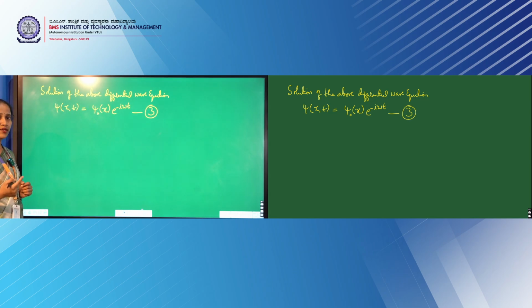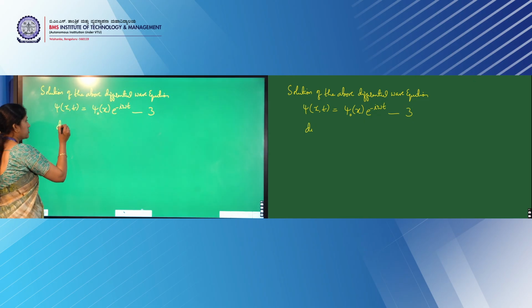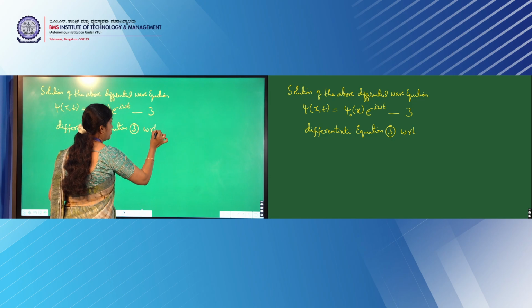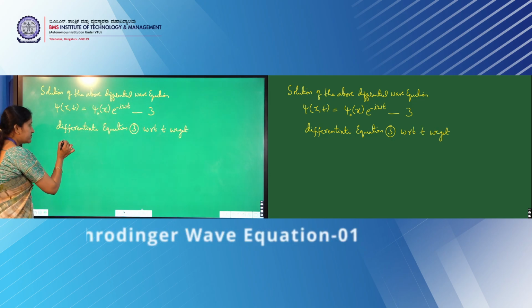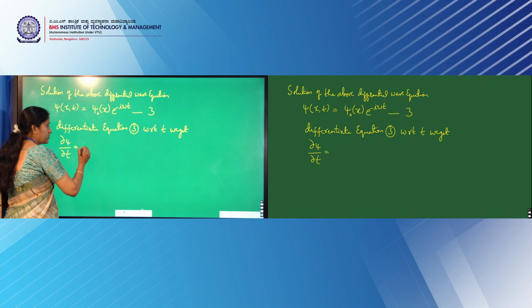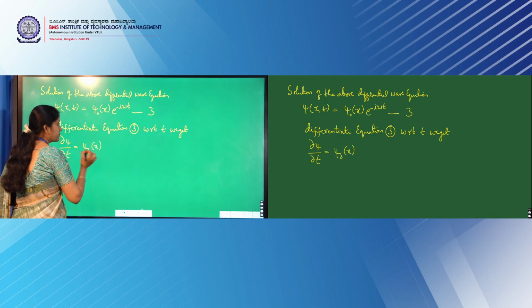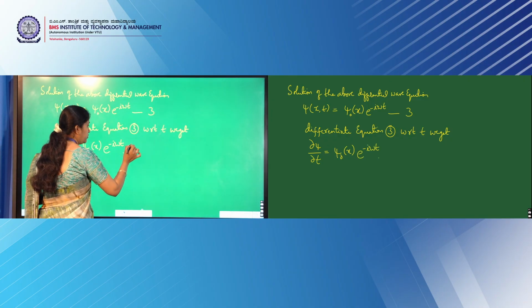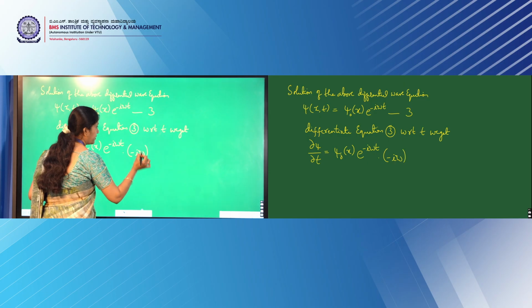Now let us differentiate this solution with respect to time in order to eliminate a factor in the given differential wave equation, del square psi by del t square. Differentiate equation 3 with respect to t. We get del psi by del t is psi naught of x e power minus i omega t into minus i omega.